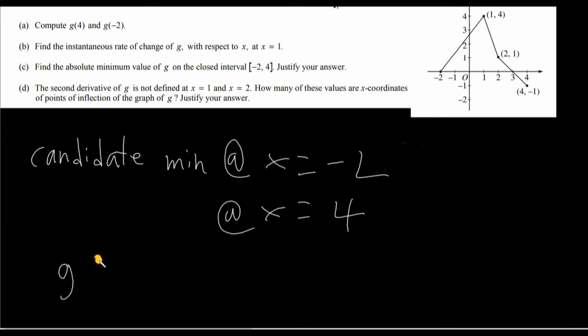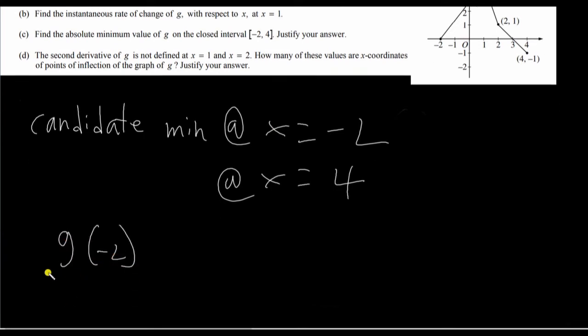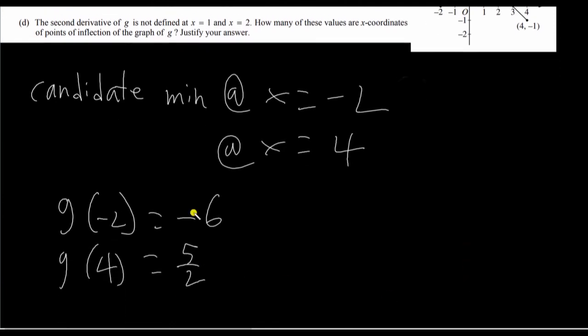So g of -2 and g of 4, right? Well, actually, if you look at part A, these were the two things we were asked to calculate. And g of -2 came out to be -6, and then g of 4 came out to be 5/2. So we know that the area is lowest at either this point or this point, and since -6 is obviously less than 5/2, this is the absolute minimum.